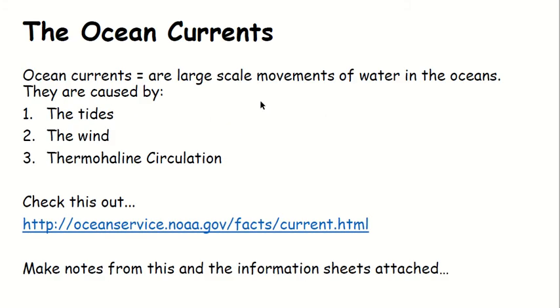Basically, ocean currents are large-scale movements of water in the oceans caused by 3 things: the tides, the wind, and something called thermohaline circulation. Now, if we break this down, this literally means temperature and salt circulation. So it's basically that cold water is denser and also saltier, and the movement of that around. Now, if you go to this website, that will explain it really nice and clearly, and so do the extra information sheets. So I want you to just read through the different types of current and why they happen for me.